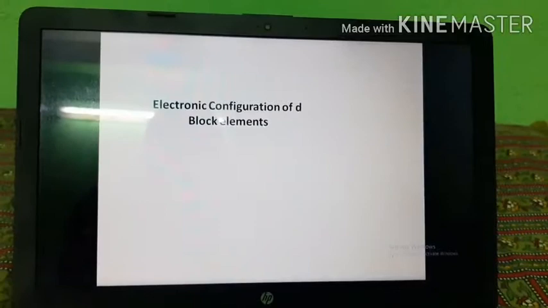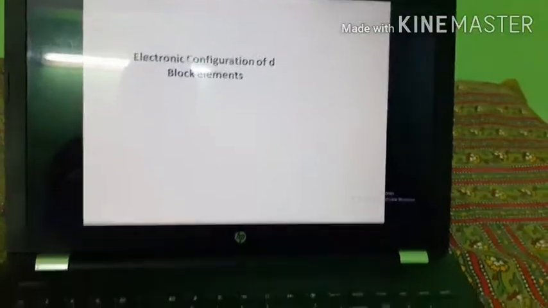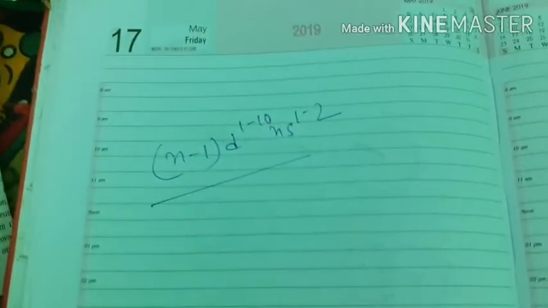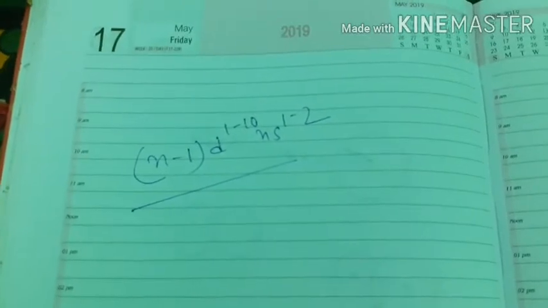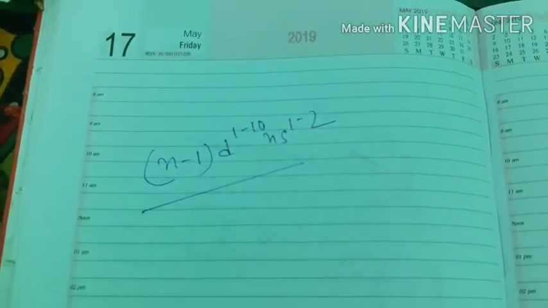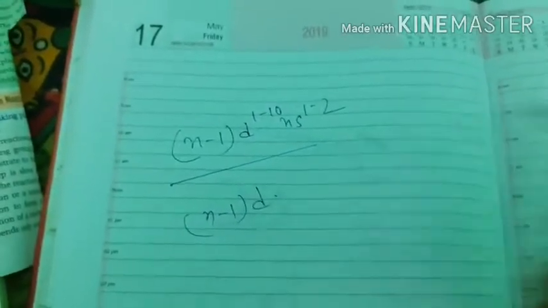Now, first today we will be discussing the electronic configuration of the d block elements. The general outermost electronic configuration of the d block element is (n-1)d1 to 10 ns1 to 2. Each d block element has an inner core of electrons with the noble gas electronic configuration. In all the transition series, that is the 3d, 4d and 5d, with increase in atomic number, electrons get added into the (n-1)d subshell.